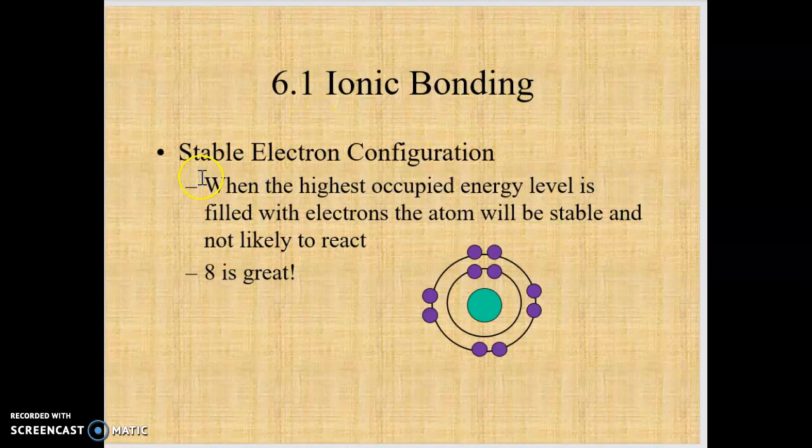Ionic bonding, stable electron configuration. So again, think of how many valence electrons elements are trying to get. They're trying to get 8. So when the highest occupied energy level is filled with all these electrons, the atom or the element it's bonding to, that's going to be stable. It's not likely to react.